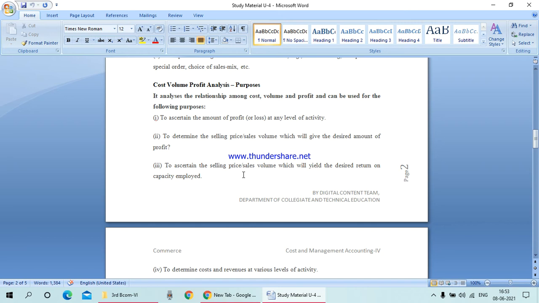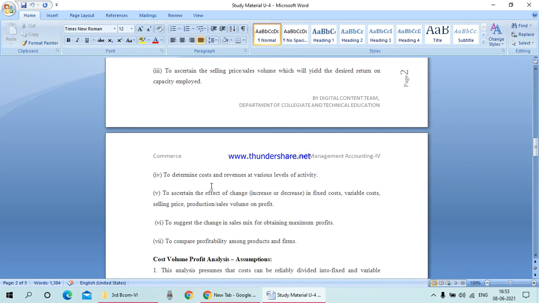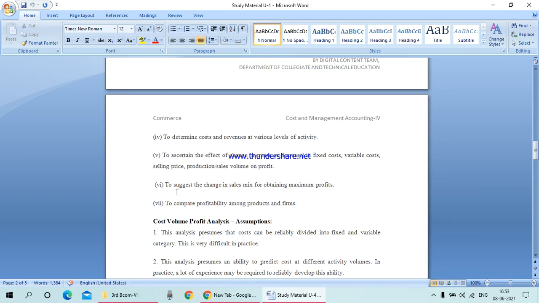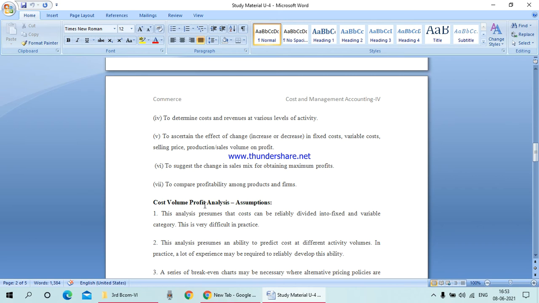Thirdly, to ascertain the selling price or sales volume which will yield the desired return on capacity employed. Fourthly, to determine costs and revenue at various levels of activity. Fifthly, to ascertain the effect of change in fixed cost, variable cost, selling price, production or sales volume on profit. To suggest the change in sales mix for obtaining maximum profits. To compare profitability among products and firms.